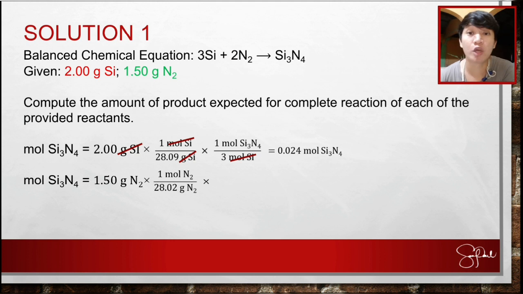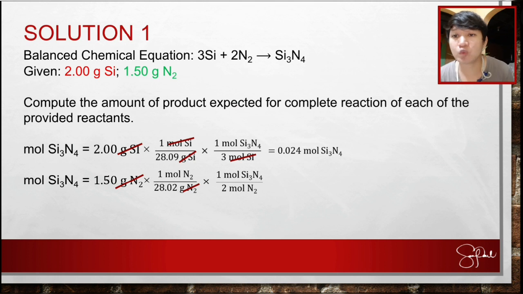Again, this part is the molar mass of nitrogen gas. Now we can cancel the gram N2. Let us proceed to the next part, which is the mole ratio. Mole ratio of nitrogen gas and silicon nitride. So that is 1 mole of silicon nitride over 2 moles of nitrogen gas. Let us cancel mole of nitrogen gas so that we will arrive at the unit mole Si3N4. Now we have the unit that we are looking for. We can now proceed to our calculation.